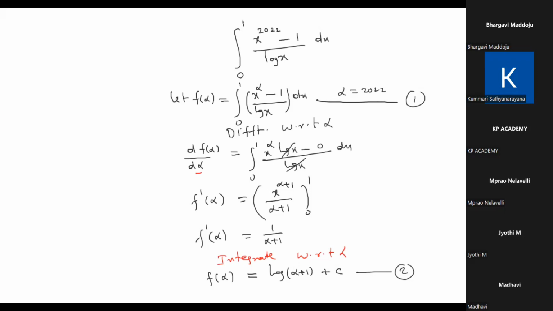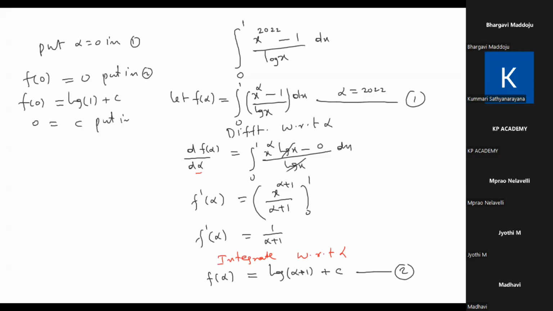In the first equation, suppose you put alpha equal to 0. Then x power 0 is 1, minus 1 is 0. So alpha is 0, not x. Put alpha 0 in equation 1, what will you get? F of 0 is 0. Put this in equation 2 and you will get the value of c. So f of 0 is log of 1 plus c, which is 0, so c is 0. Put c back in 2, and you will get f of alpha equal to log of alpha plus 1.